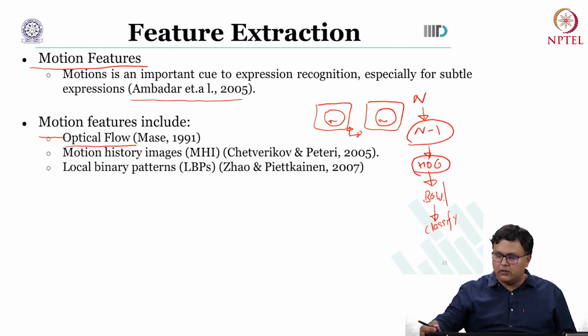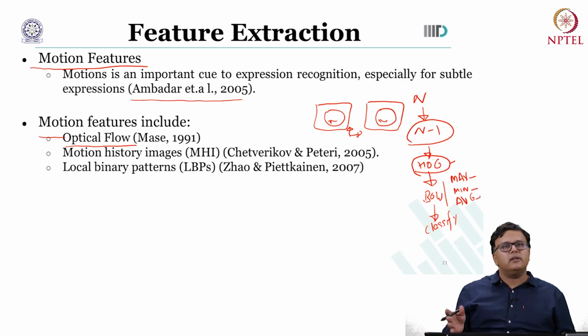Bag of words is one. One could say I want to go even simpler because I don't want to spend more computation cycles, right? So I could say, well, then just compute the max, min, and let's say average across all the HOG frames. You get 3 frames, you can flatten them, and then that is your feature vector.